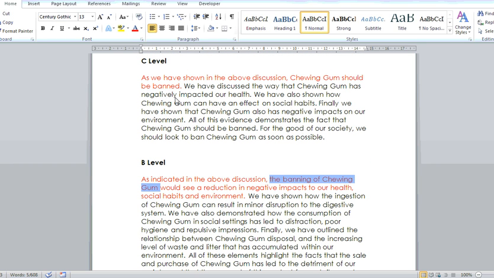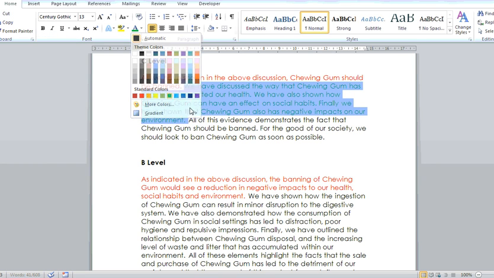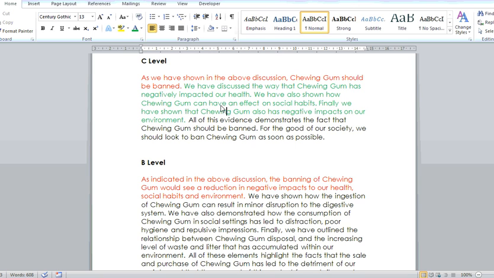When we look at the second section, we had to sum up each of our paragraphs in 1 sentence each. For the C level, that meant saying that we have discussed the way that chewing gum has negatively impacted our health. We have also shown how chewing gum can have an effect on social habits. And finally, we have shown that chewing gum also has negative impacts on our environment. Now, in this particular case, we've written 1 clear sentence about each paragraph. We haven't gone into a huge amount of detail about what each paragraph has been about, other than saying that one was about health, one was about social habits, and the other one was about the environment.